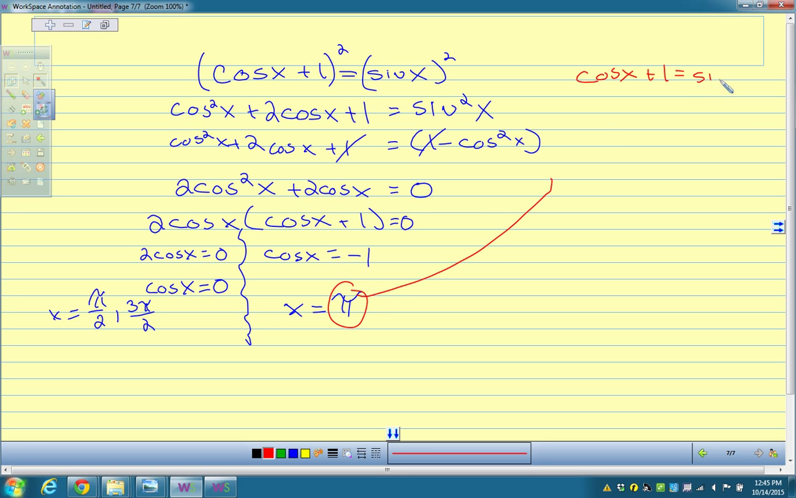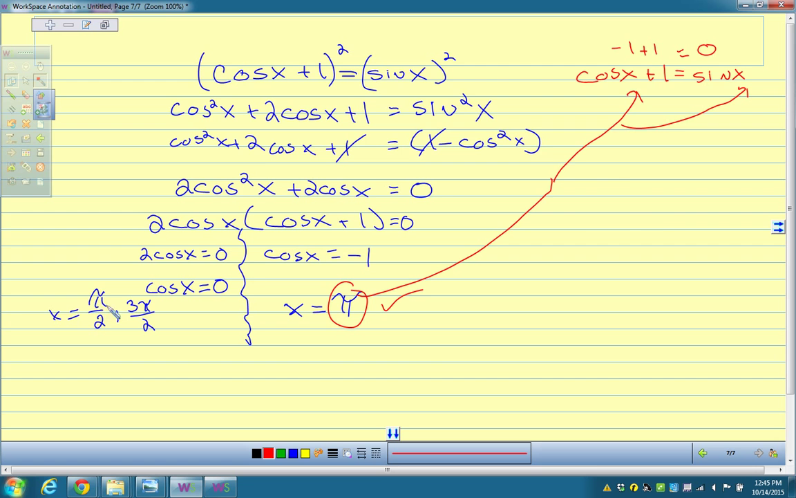So if I plug pi in here, my original equation, remember, was cosine x plus 1 equals sine x, right? So what's the cosine of pi? -1. So -1 plus 1. What's the sine of pi? Sine of pi is 0, right? So is -1 plus 1 equals 0? So this solution checks, okay?